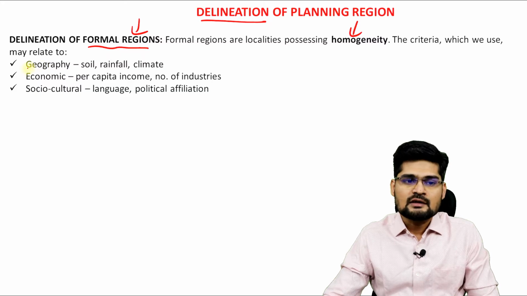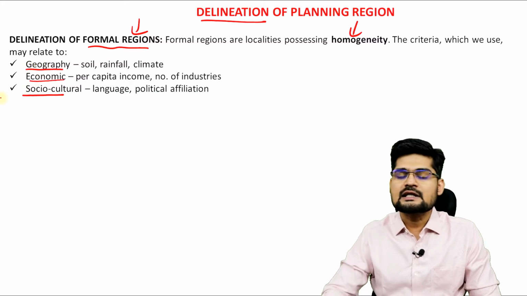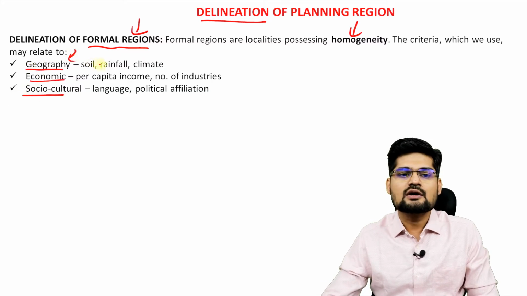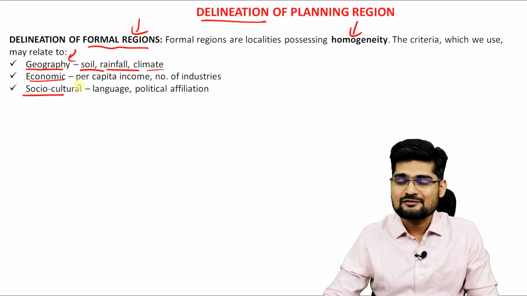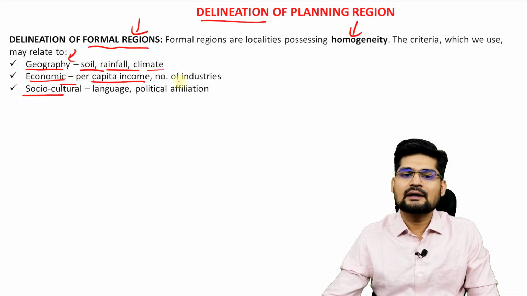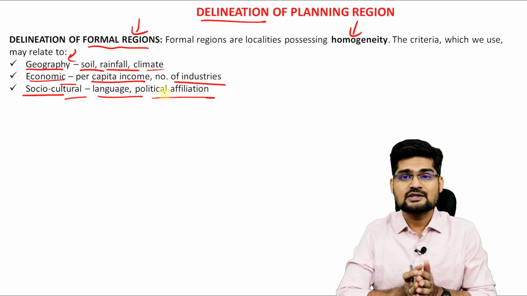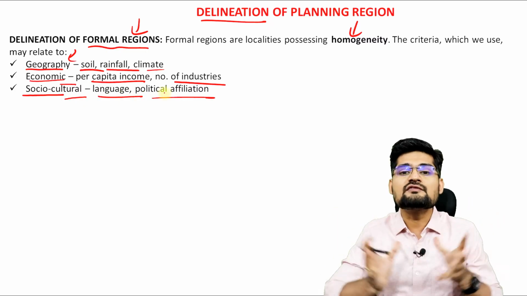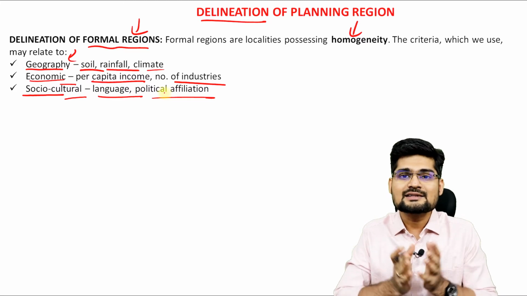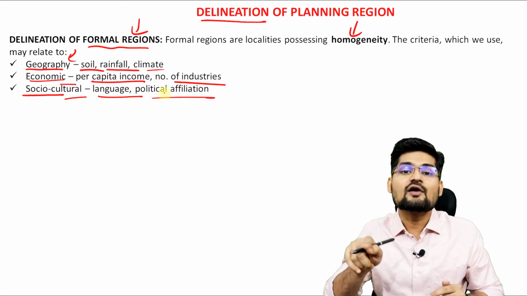So observe, many times these kind of homogeneity principles are used. For example, geography, so soil, rainfall, climatic factors; economic, so per capita income, number of industry factor; then you have social cultural like language, political affiliation. So all these number of formal criterias are instituted to delineate a formal region.